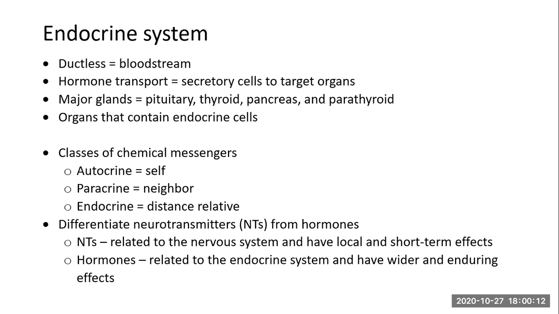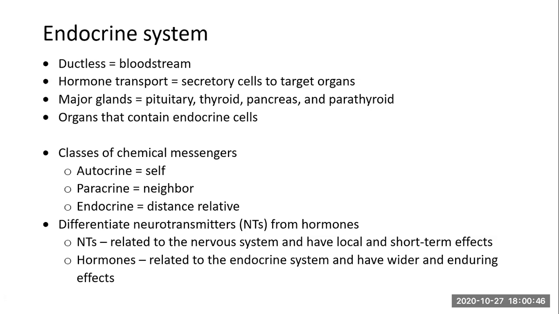Especially you have to know these four: pituitary, thyroid, pancreas, and the parathyroid glands. Pancreas, as you know, could be endocrine and exocrine. The main focus is the endocrine. But to understand the endocrine portion of the pancreas, you should be able to tell which parts, which cells of the pancreas are exocrine. You should be able to know that.